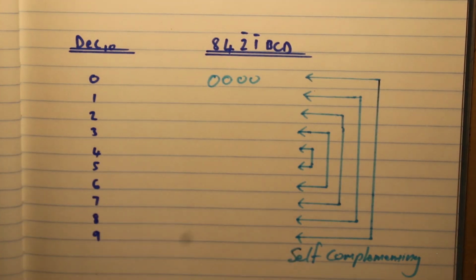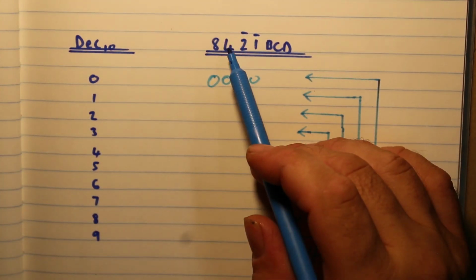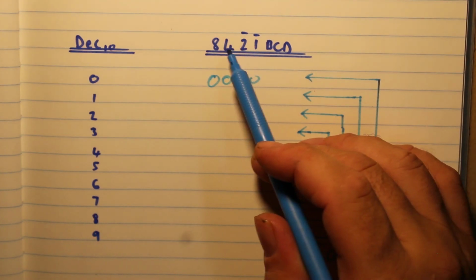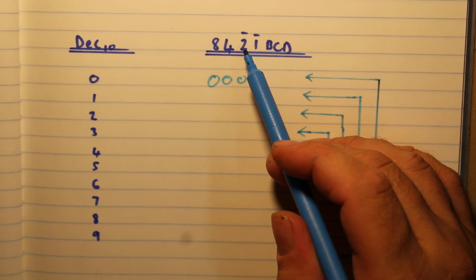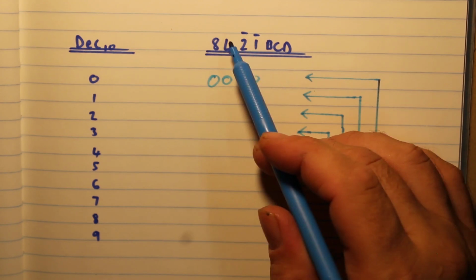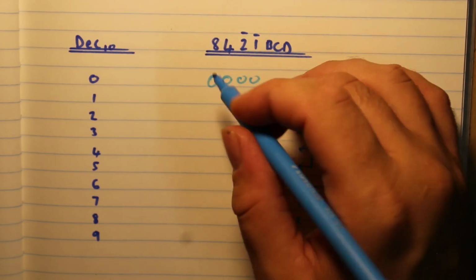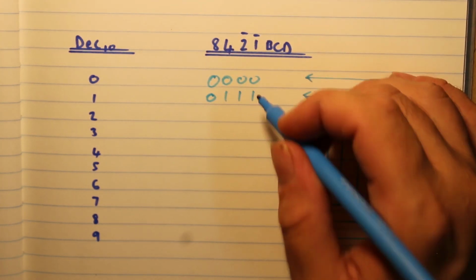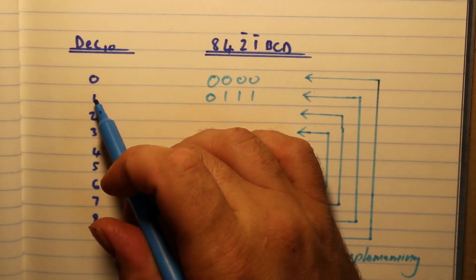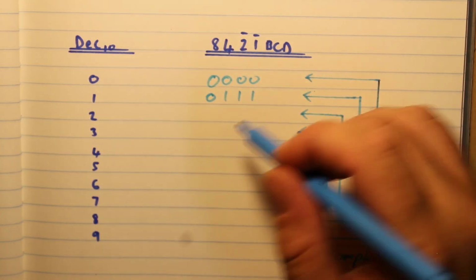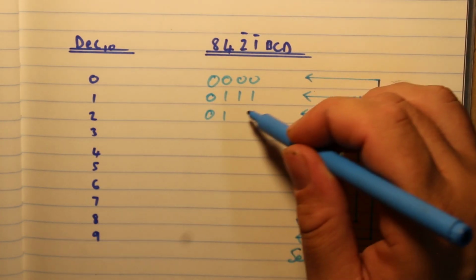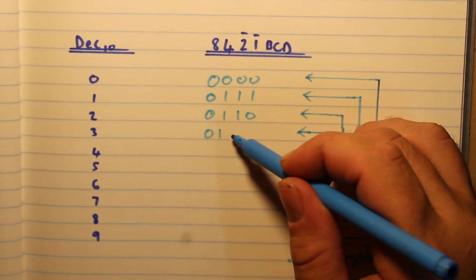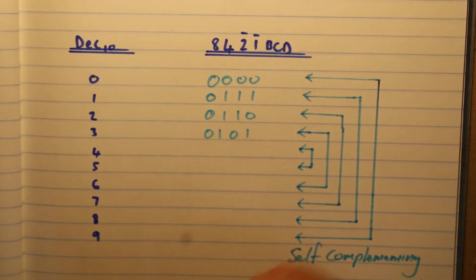For 1, what can we do for 1? We can say 4 minus 2 minus 1. So 4 minus 2 gives us 2, minus 1 gives us 1. So we're going to use those 3. We're not going to use the 8. We're going to use the 4, the minus 2, and the minus 1 to give us 1. Then for 2, we can say 4 minus 2. For 3, we can say 4 minus 1 gives us 3.